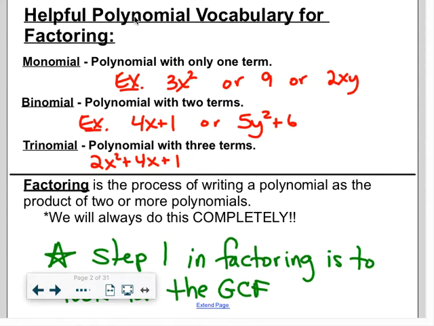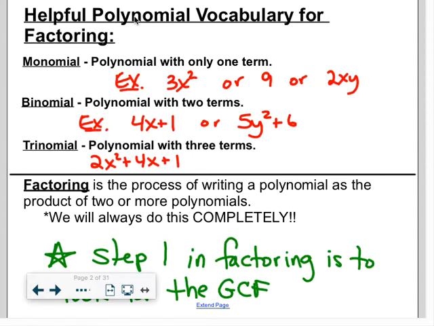A monomial is a polynomial with only one term. Okay? A monomial is a polynomial with only one term. So like 3x squared is one term. 9 is one term. 2xy is one term. A binomial is a polynomial with two terms. So for example, 4x plus 1.